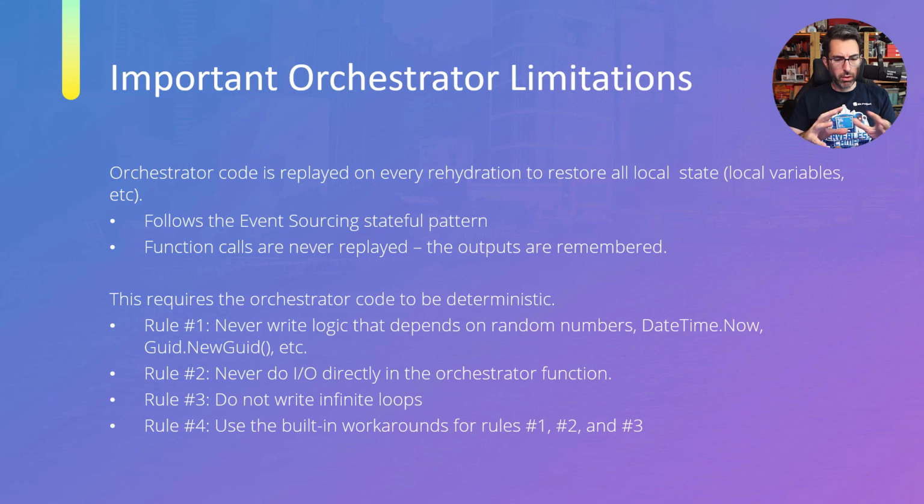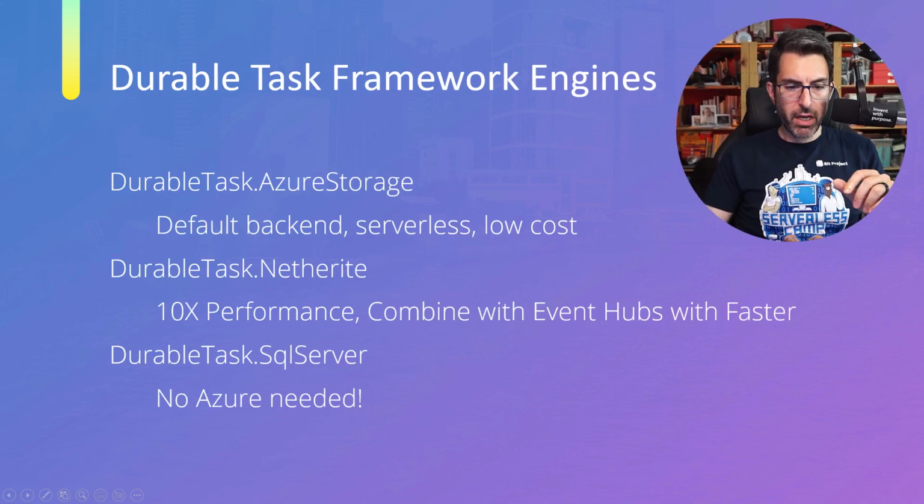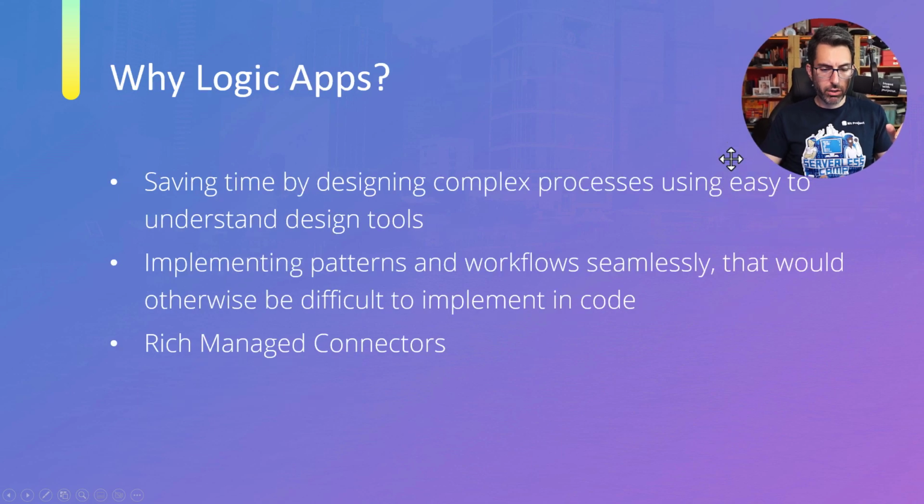This slide deck is going to be online, so you can definitely go in and read those in detail. There are a couple of things that are important when you are building orchestration with durable functions. You have to be careful about some tips and tricks to ensure you're getting the most out of the platform. We're not going to go into it right now. The durable task framework requires a couple of storage engines to store the snapshots and the history. Azure Storage is the default, but you can use something outside Azure as well.